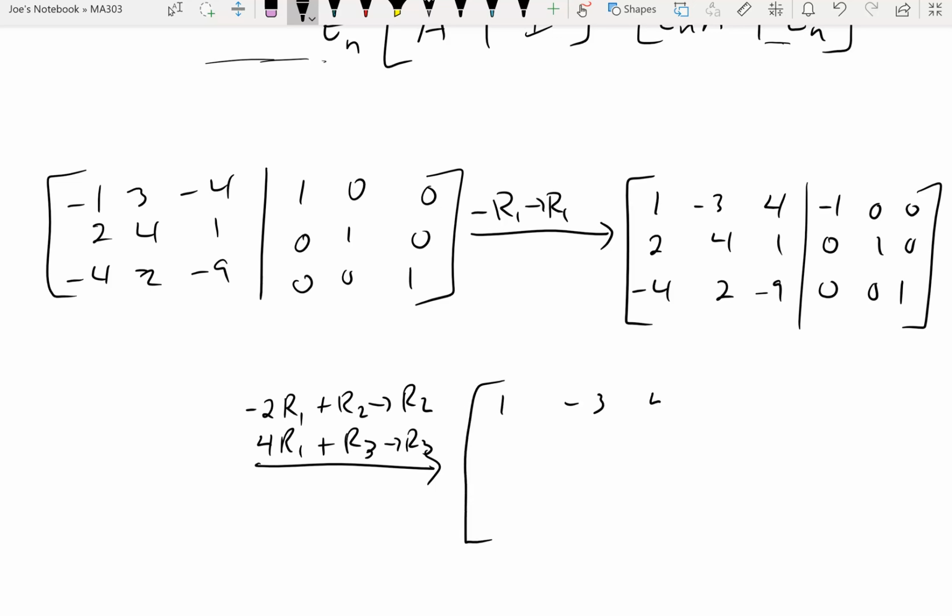That doesn't change row 1 at all, but it does change the other 2 rows. First entry is a 0. -2 times -3 is 6 plus 4 gives me 10. -2 times 4 is -8 plus 1 gives me -7. -2 times -1 gives me 2, and added to 0 gives me 2, and the last 2 entries are the same.